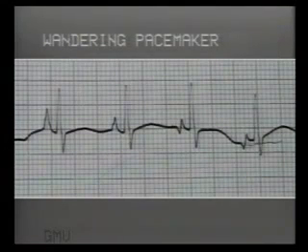Observe the P waves in this tracing of wandering pacemaker. Note that contour of each P wave is different, indicating a different focus for each impulse, but the QRS complexes are normal and constant.